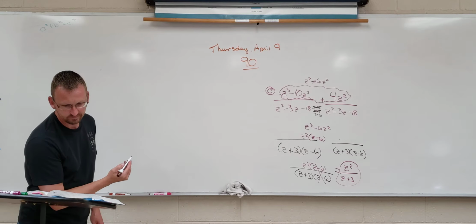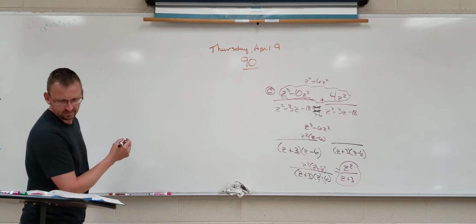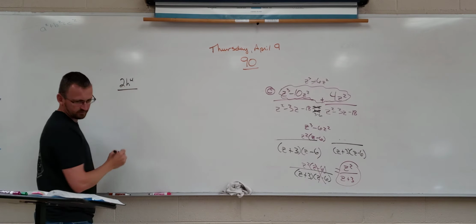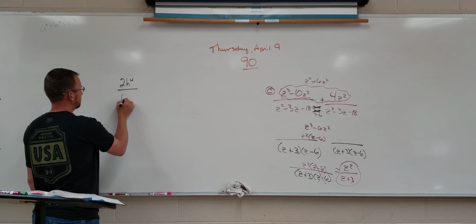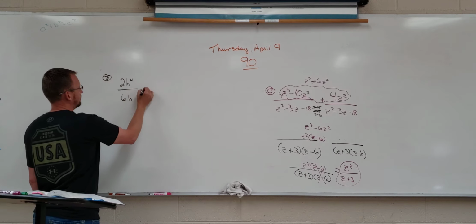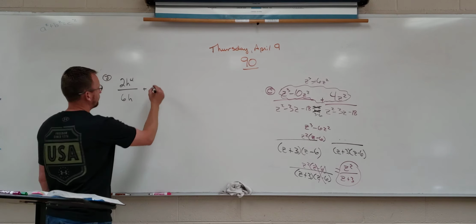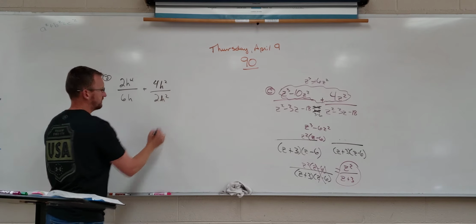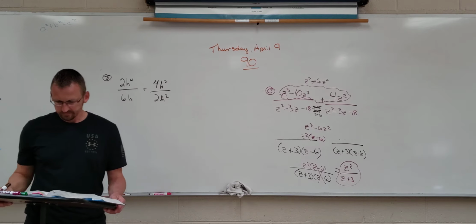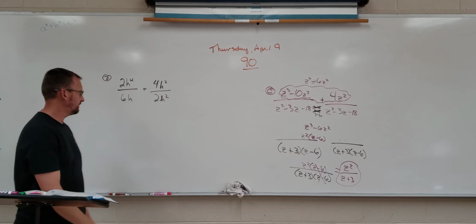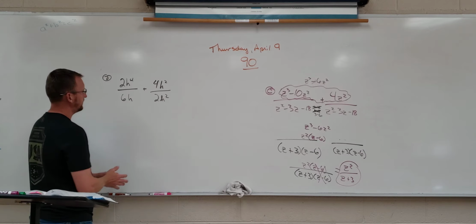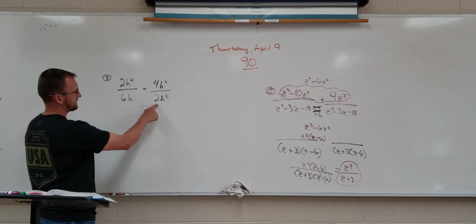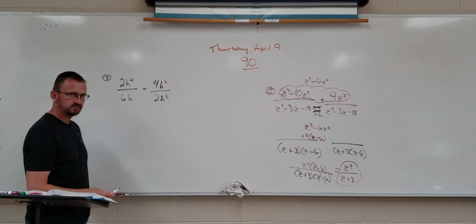Example 2. Add 2h to the 4th over 6h plus 4h squared over 2h squared. Got to go back and combine some lessons, to find common denominators for variables. What's the lowest number that both 6 and 2 can go into?